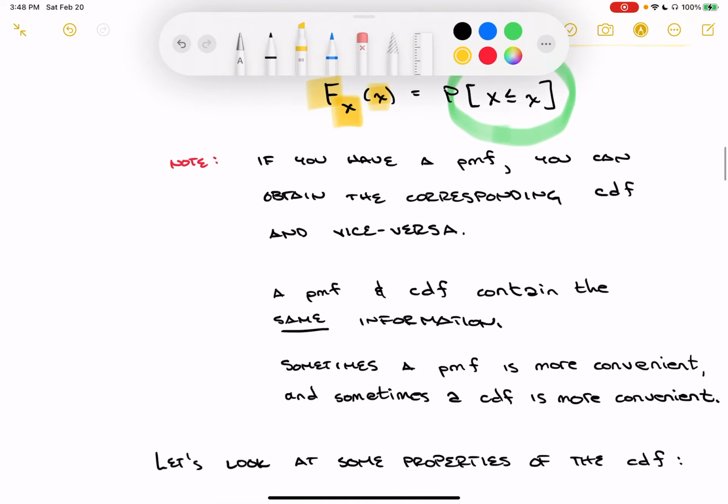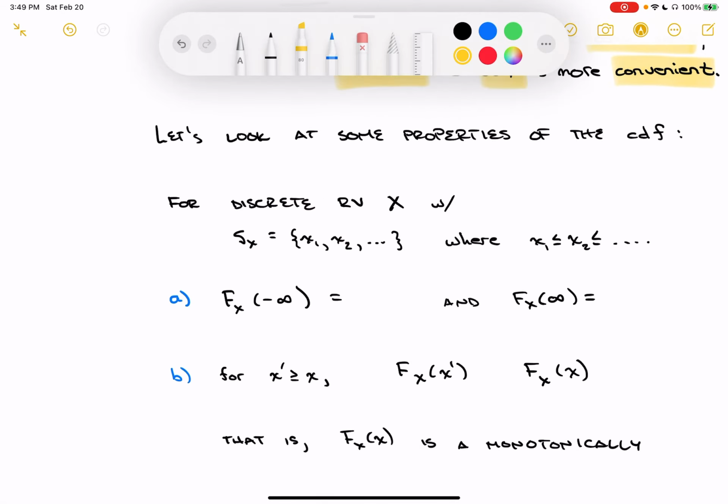I will say that sometimes a probability mass function is more convenient to use for some kinds of calculations, and sometimes a CDF is more convenient to use for certain calculations. And so really these are just two different tools that we can use based on what kind of application we're working on and which is more convenient. I will say that for many people, they probably prefer working with the probability mass function rather than the CDF. But the CDF, like I said, has equivalent information, and so you could get by totally with the CDF. Let's take a look at some of the properties of a CDF.